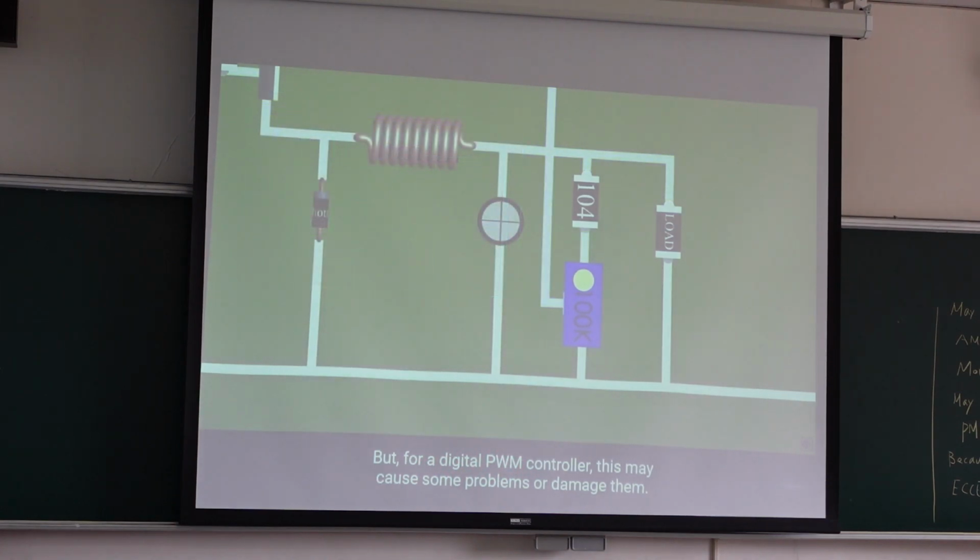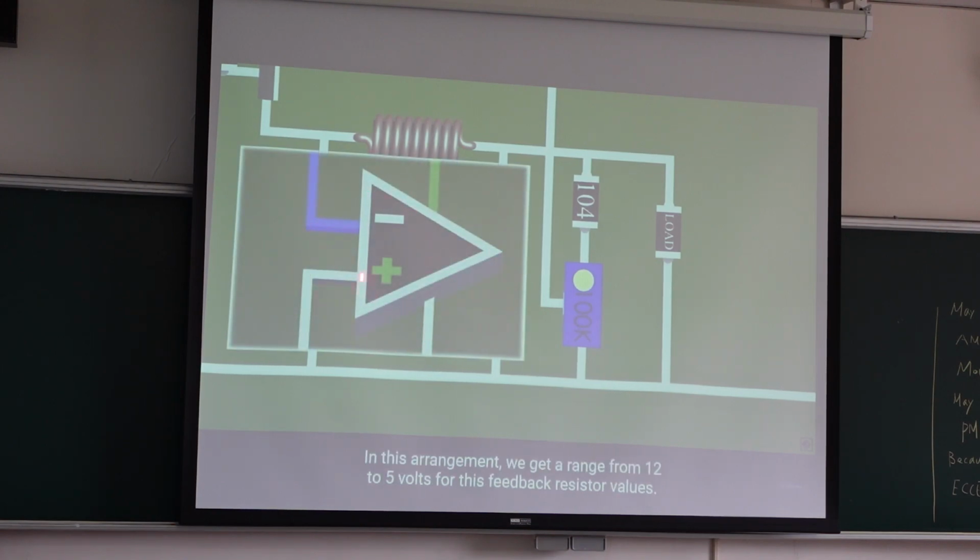We also can damage them. The second is the inputs of the comparator. In this arrangement, they range from 12 to 5 volts for this feedback resistor values. And if the inputs of the comparator are reversed, then the range becomes 8 to almost 0 volts. Also, the high voltage output is towards the high end of the trimmer.